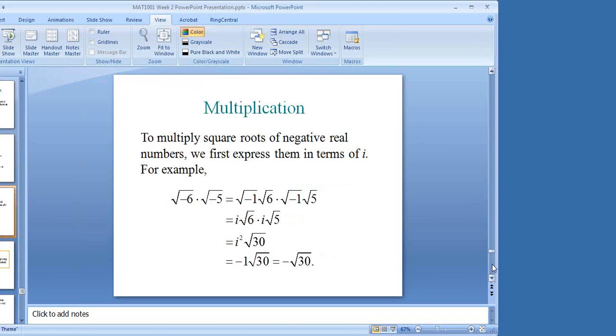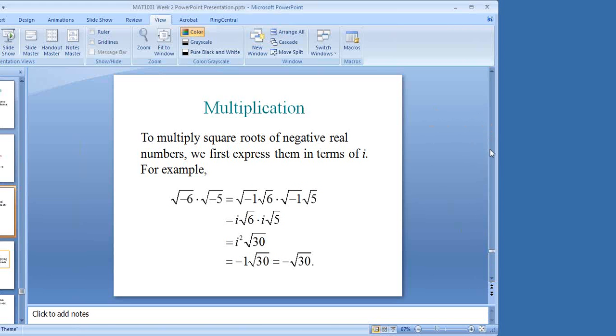And multiplication, I don't have to worry about like terms, do I? If I have square root of -6 times square root of -5, that's the same thing as i times the square root of 6 times i times the square root of 5, which is i squared times square root of 30, and this is where mistakes happen.